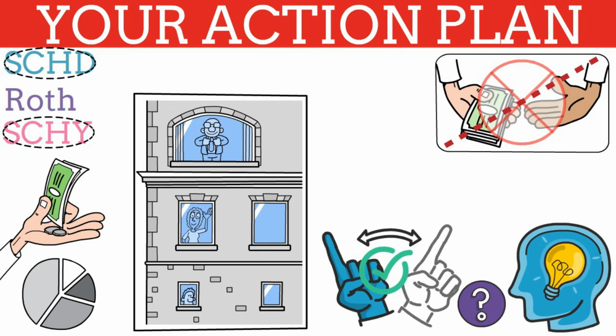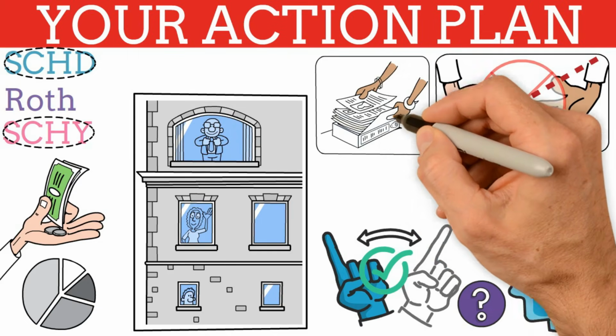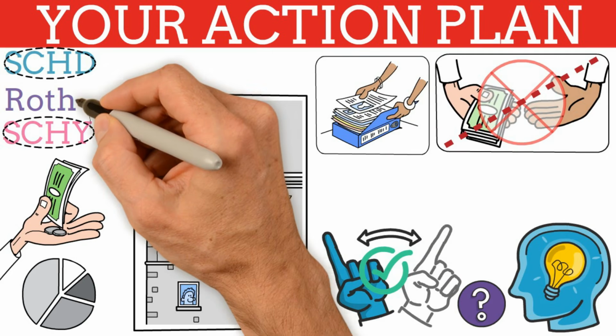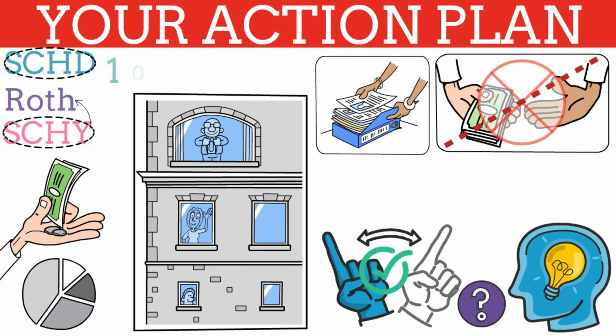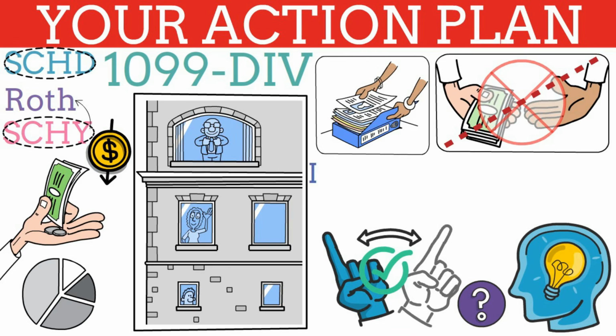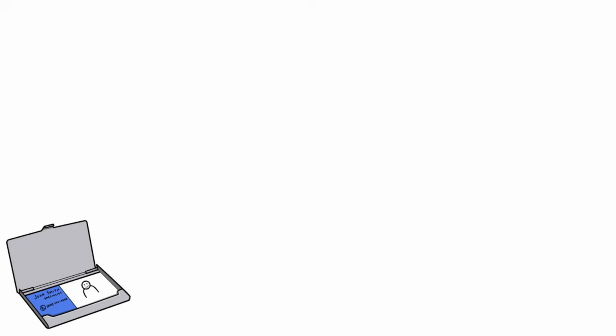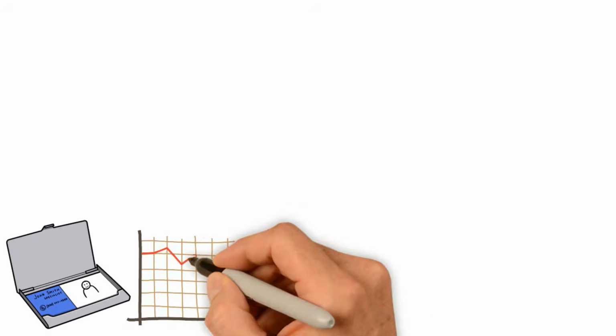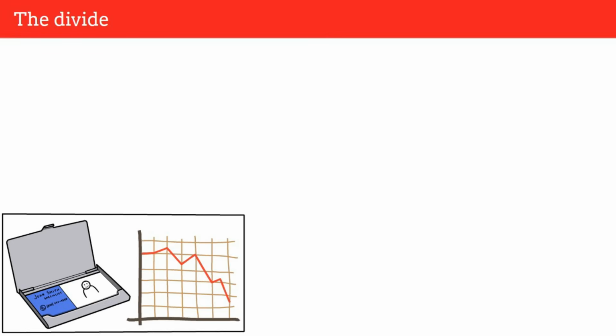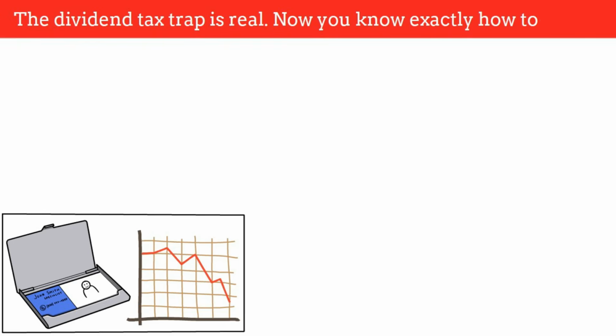Here is what you do. Move SCHD to your taxable brokerage account. Move SCHY to your Roth IRA. Check your 1099 DIV every year and claim your foreign tax credit. If you're approaching retirement, talk to a licensed tax professional about the Roth conversion window before that low income period closes. The dividend tax trap is real. Now you know exactly how to avoid it.